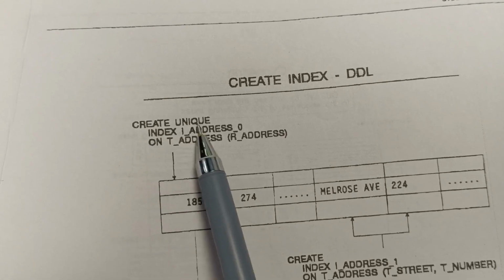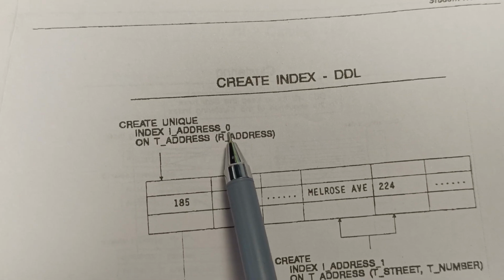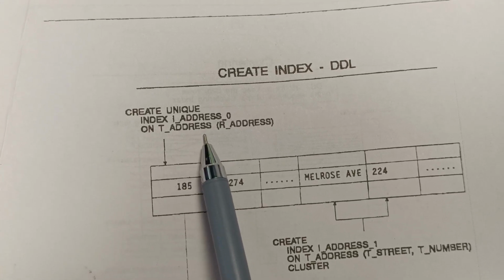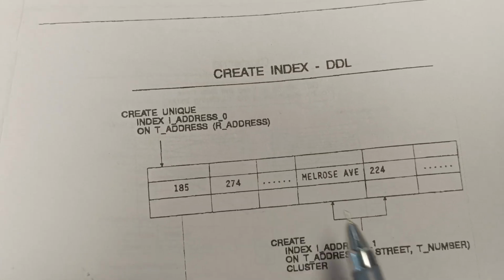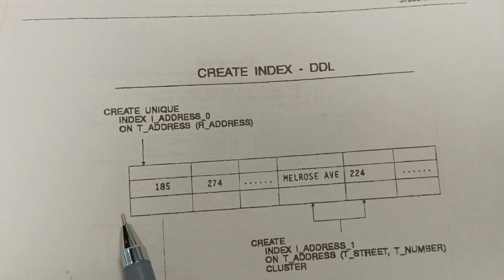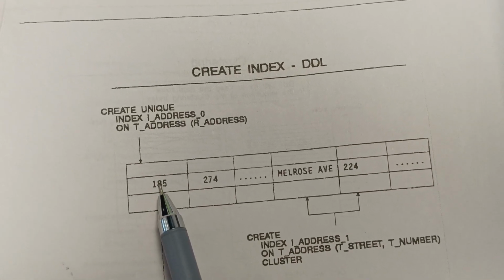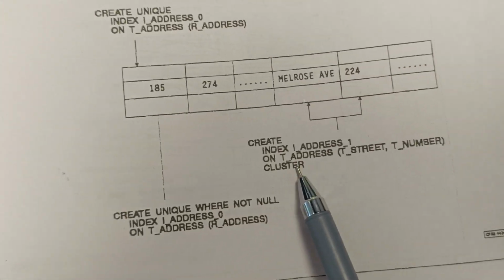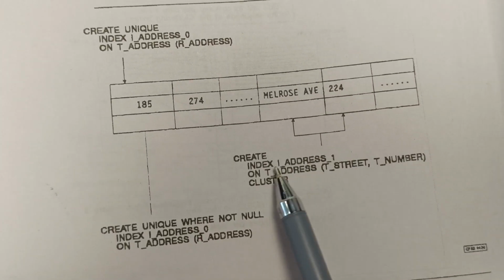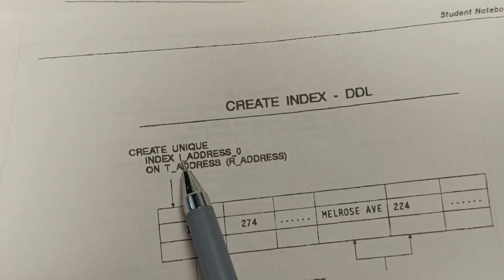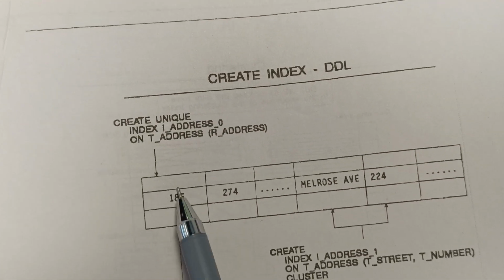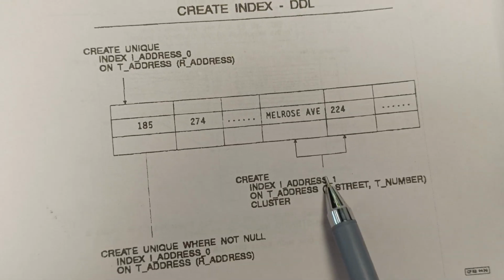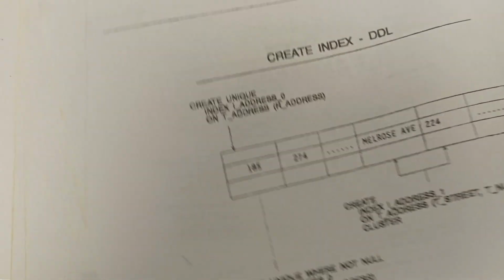I create a unique index with CREATE UNIQUE INDEX, then the index name, ON table name. We saw earlier that T_ADDRESS is the table name and the column name is the primary key here. This is the table, T_ADDRESS, and I create a unique index on this column. This is how to create a composite key unique index on multiple columns. Earlier we created a unique index, meaning a unique key in this table, but here I use CREATE INDEX because I am creating it on multiple columns, which means a composite key.